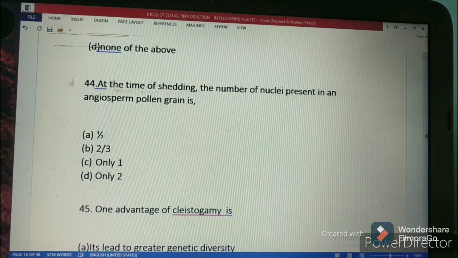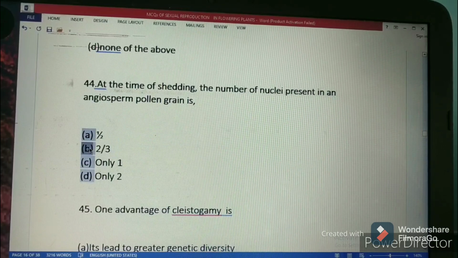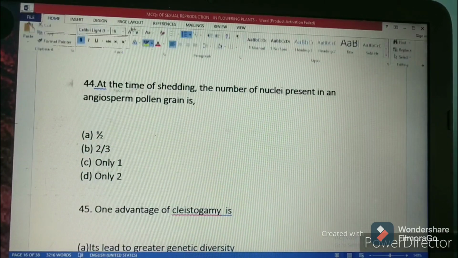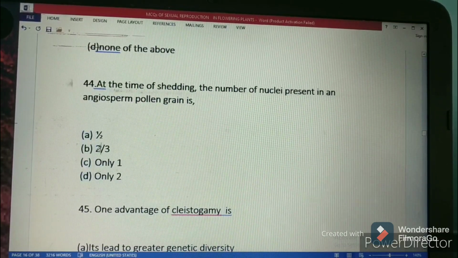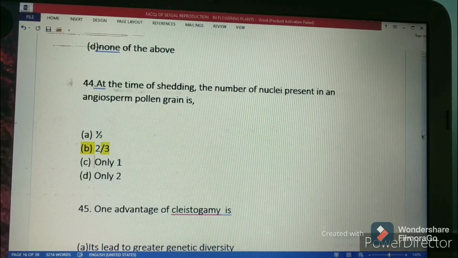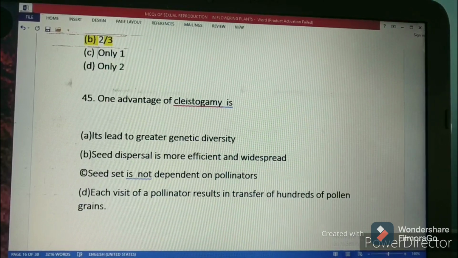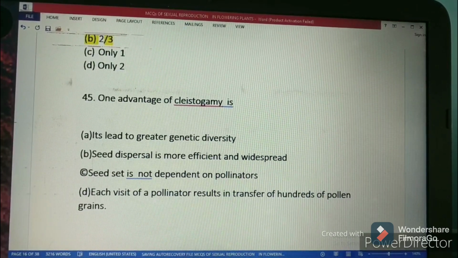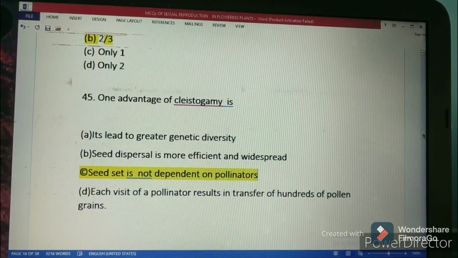At the time of shedding, the number of nuclei present in an angiosperm pollen grain is 2 or 3. One advantage of cleistogamy is that seed set is not dependent on pollinators. C is the correct answer.